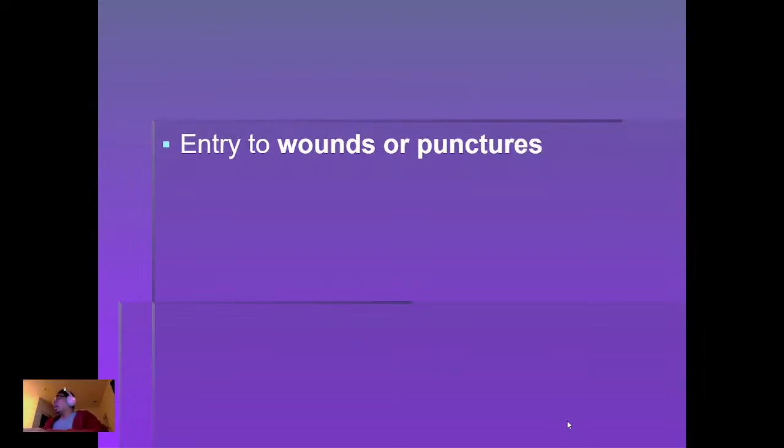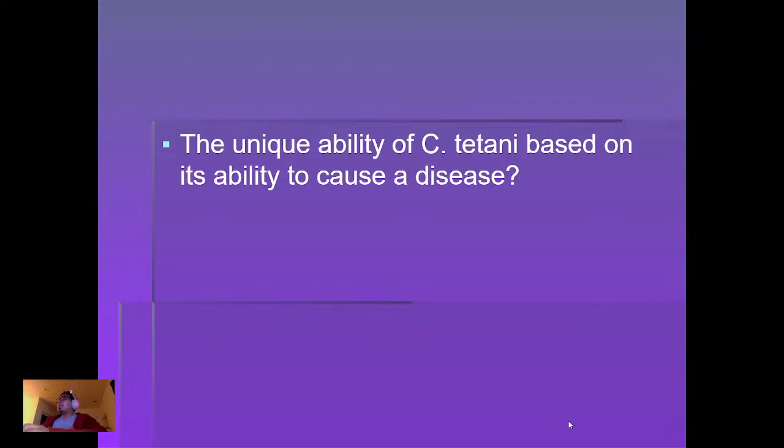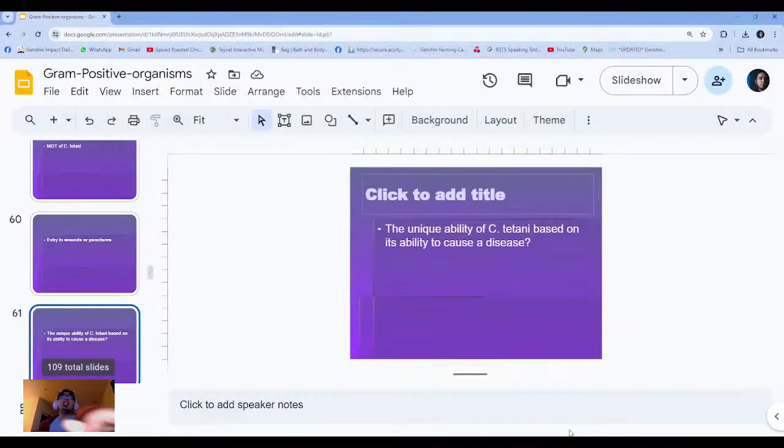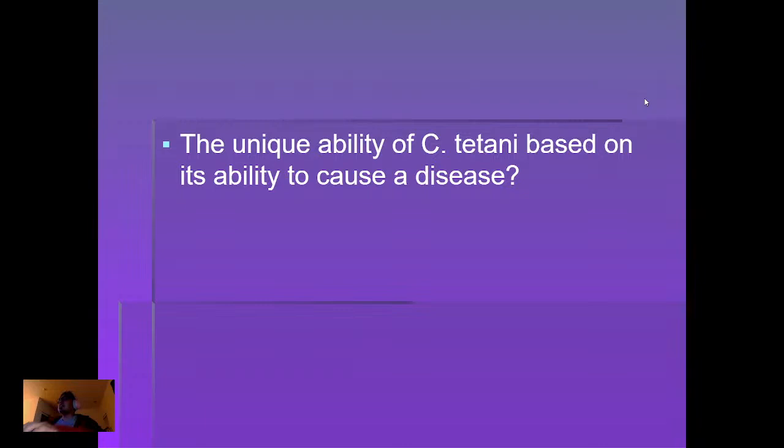Okay, so that's why, and that's not your fault. Clostridium tetani spores could be everywhere. Okay, hindi lang siya galing sa pako na may kalawang. Okay, class, next. The unique ability of Clostridium tetani, based on its ability to cause a disease, is that these are organisms that don't leave the portal of entry. They only release the toxins. Hindi sila umaalis sa portal of entry.